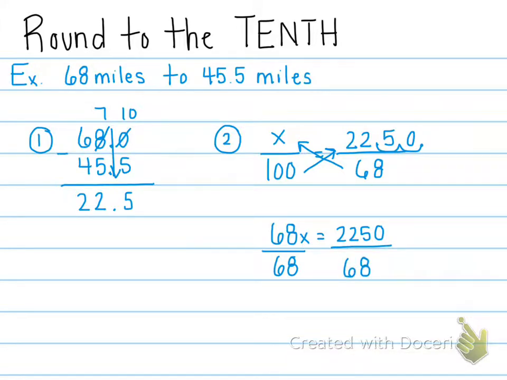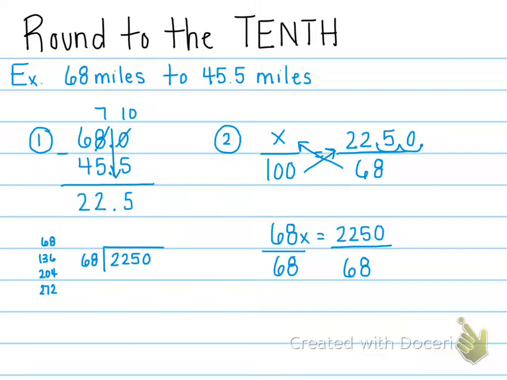All right, so I have 2,250 divided by 68. I need to do my multiples of 68. So I have 68, 136, 204, 272. Okay, I'm going to stop right there just because I see my first one.